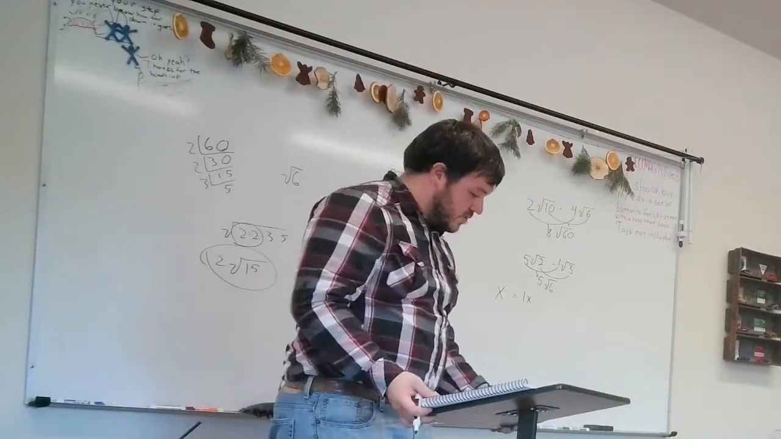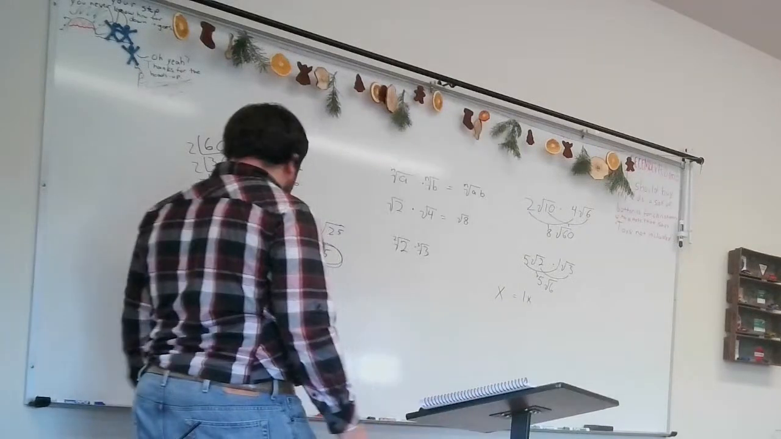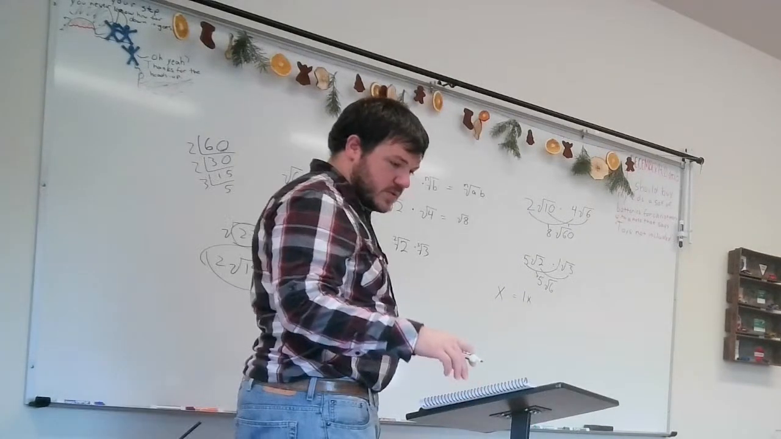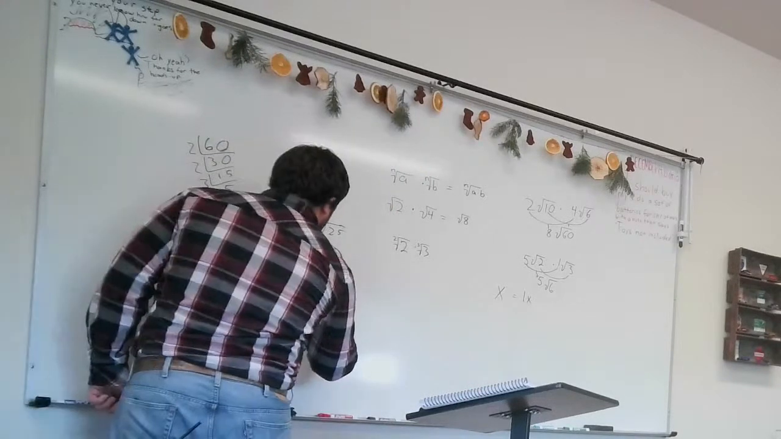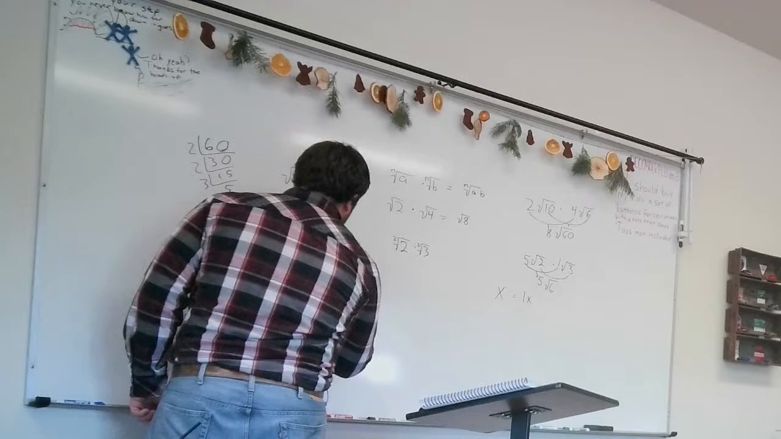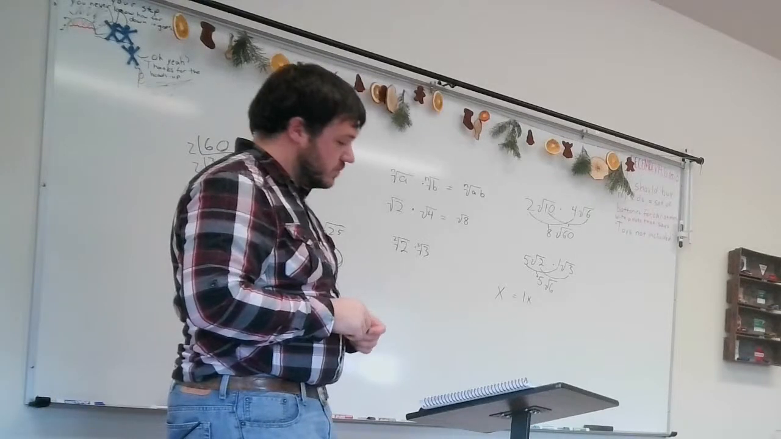Then you just add 30 times 15 times 3 is 45, so you get 2 and the root of 45. That's exactly how you do that. How do you do number 5 again?